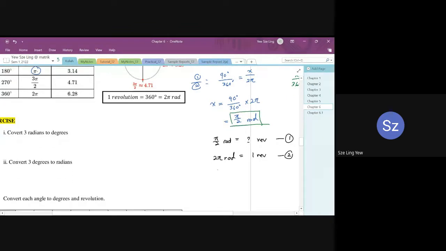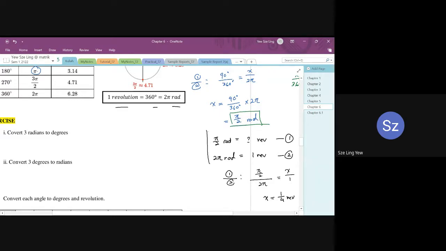Then what are we going to do? We use 1 divided by 2 as usual. So 1 divided by 2, we have pi over 2 radian divided by 2 pi radian, equals to x over 1. So we rearrange the equations, we will find that x is equal to 1 over 4 revolution, which is 0.25 revolution. So this is how we do unit conversions between revolution, degree, and radian.